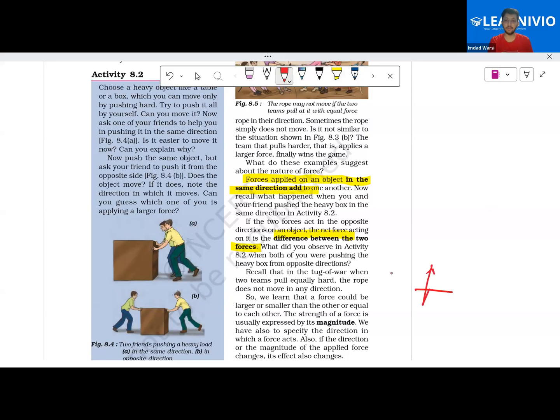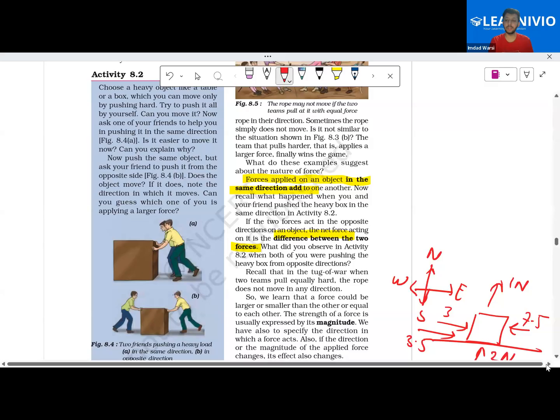Talking about direction, this is north, south, this is east, and this is west, right? And there is a box kept on the floor. 7.5 Newton is applied here, 3 Newton is applied here, 3.5 Newton is applied here, 1 Newton is applied here, and 2 Newton is applied here. Tell me where will the box move?